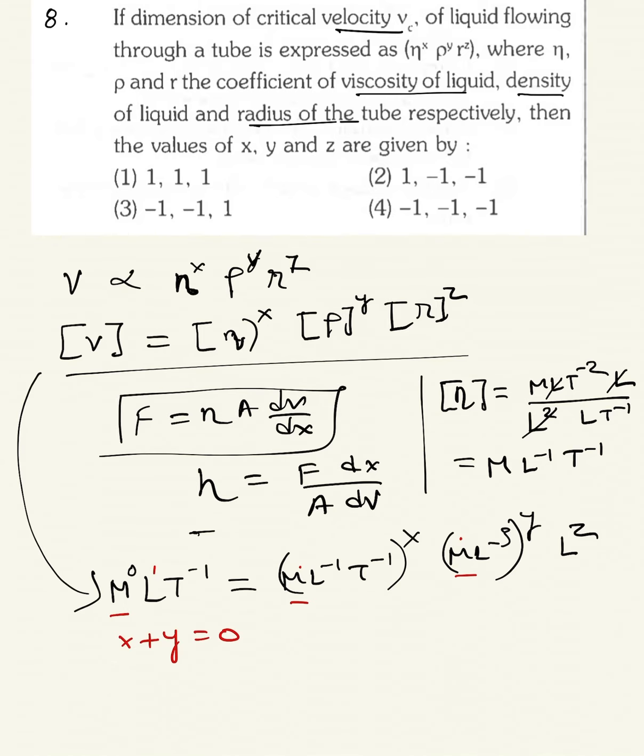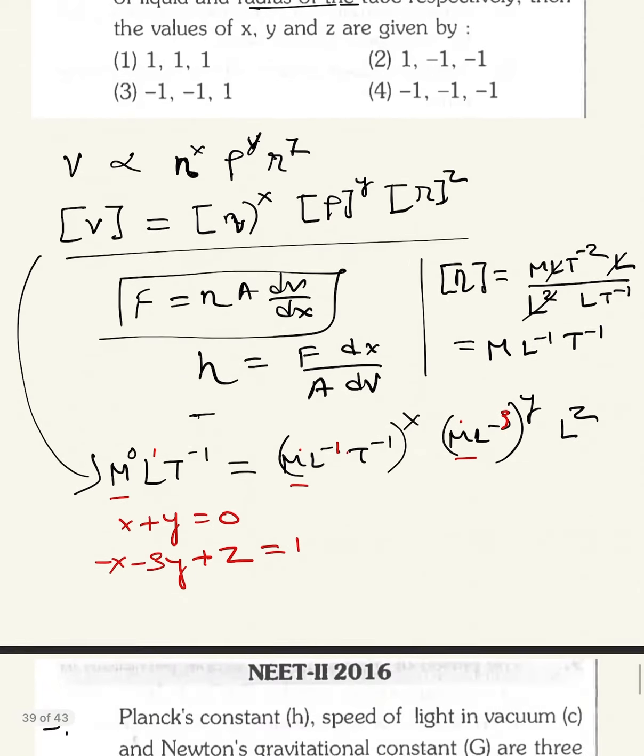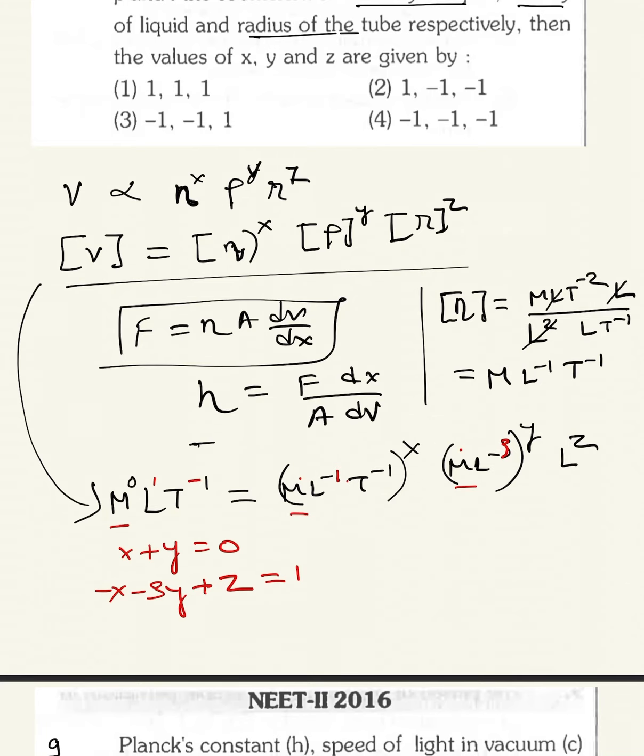Now comparing the powers of L on both sides: L to the power 1 here, minus 1 here, and minus 3 here. So minus 1 into x, minus x, minus 3y, and z. So here I can write minus x minus 3y plus z is equal to 1. Now again, similarly, let's do it for time. Minus 1 is equal to minus 1 into x, so minus x will come. There is no other term of time, so I can write minus x is equal to minus 1, and simply x is equal to 1. Here we got x is equal to 1.